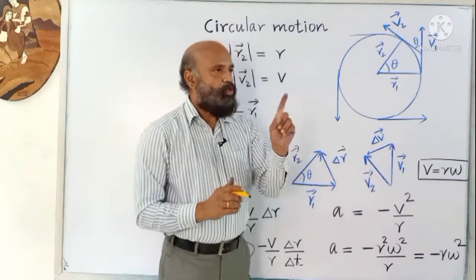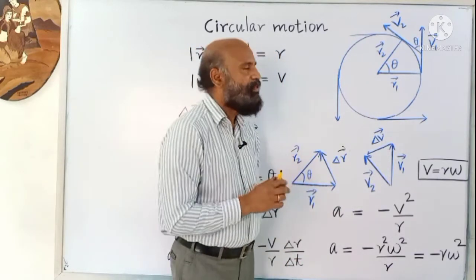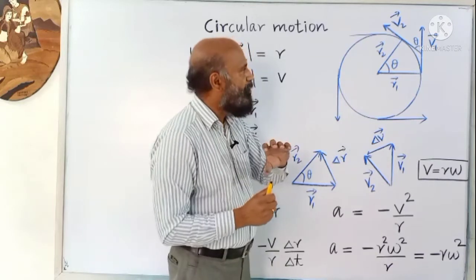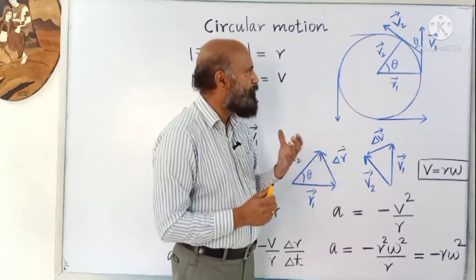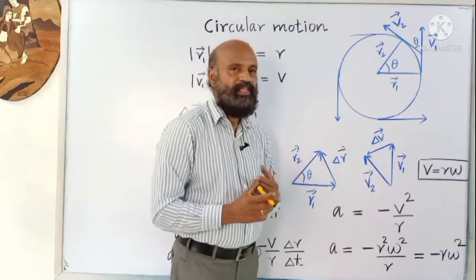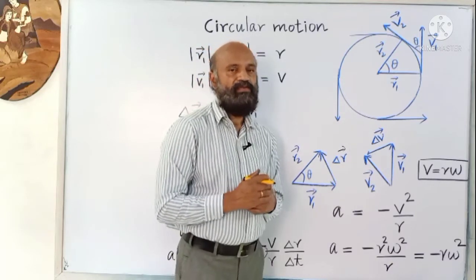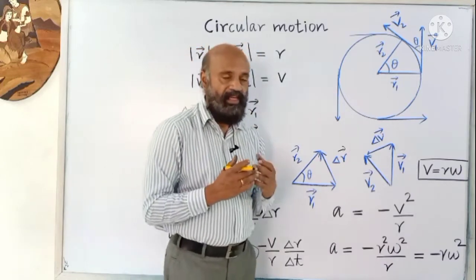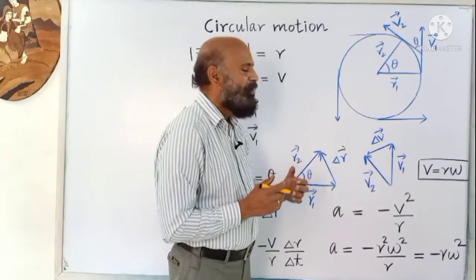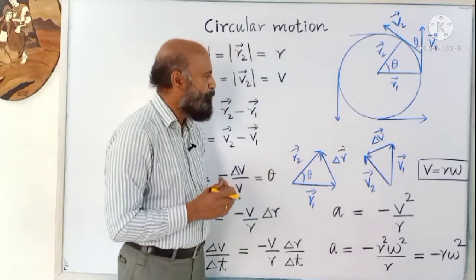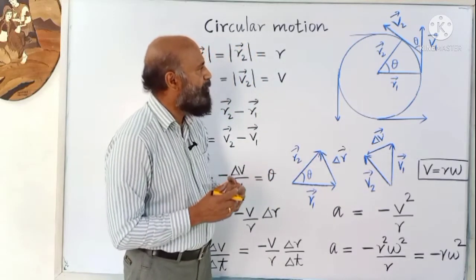If a particle is to go in a circular path, a force is needed which is acting towards the center. That force is what is called a centripetal force. So there is an acceleration. Now let us see centripetal acceleration. I'm going to derive an expression for centripetal acceleration.